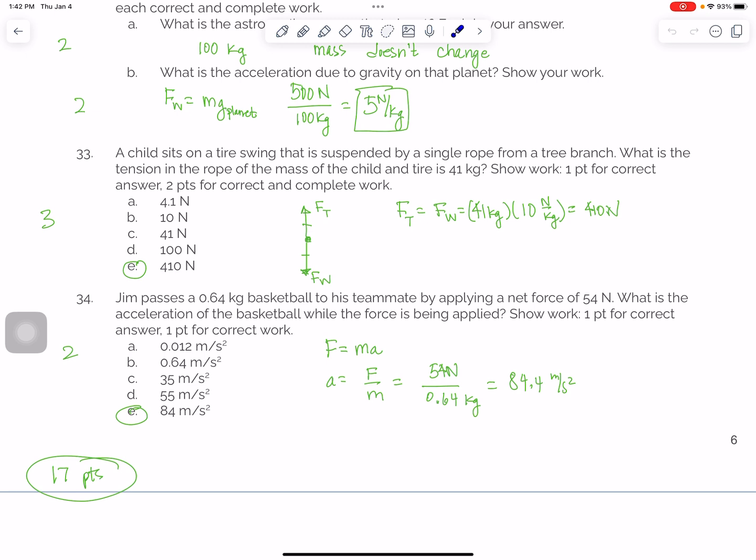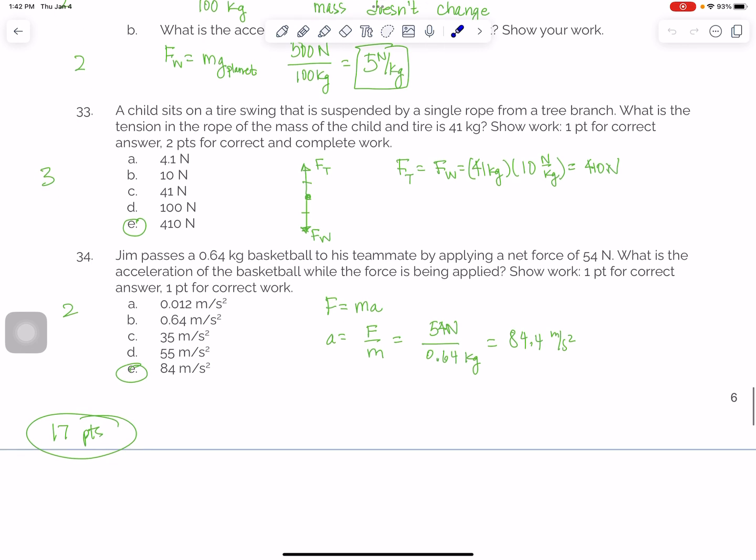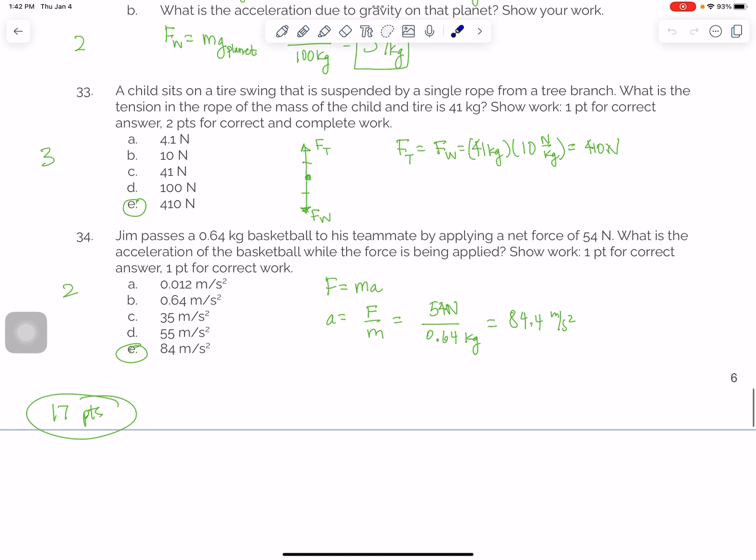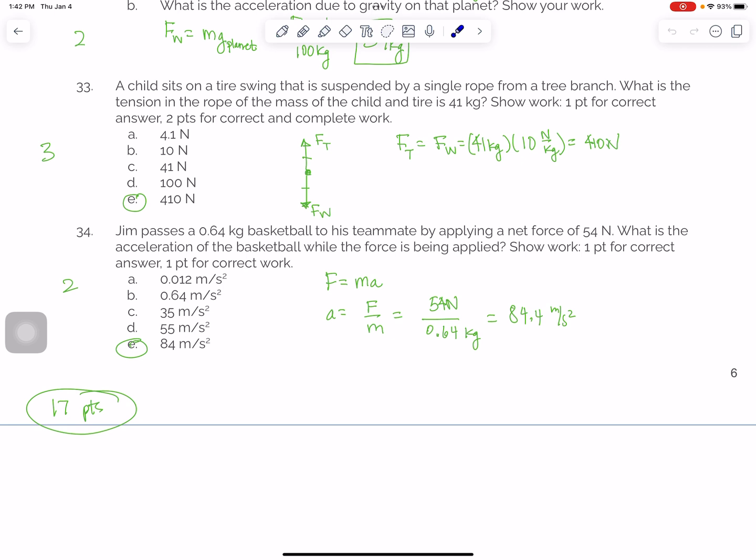A child sits on a tire swing that is suspended by a single rope from a tree branch. What is the tension in the rope if the mass of the child is 41 kilograms? So I know that here's my child. Her weight is 41. If she's not moving, that means the tension is the same. And so F_T is equal to F_W. We just saw above that this is m times g, and so m is 41, g is 10, so it gives me 410 newtons. You needed to have a free body diagram in order to get all the points, because you have to show that the weight force is equal to the tension force.